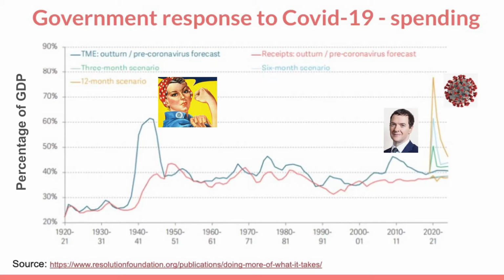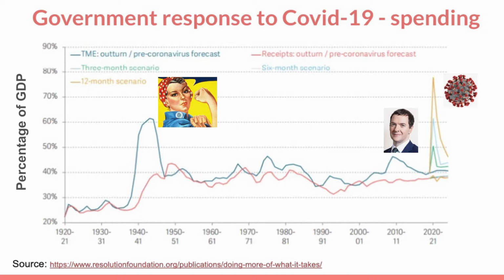So I'm going to talk about these things in a bit more detail in relation to what the government's been doing in relation to the current crisis, to put it in less abstract terms. So the main government response to COVID-19 has been to spend money, essentially. So this is a graph of government spending as a proportion of GDP over the last 100 years.